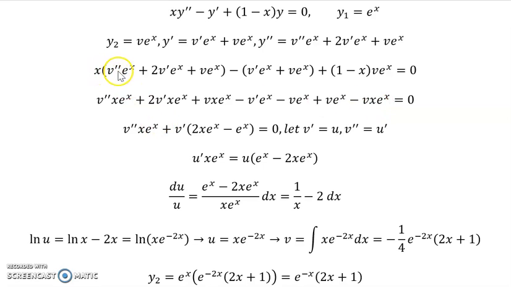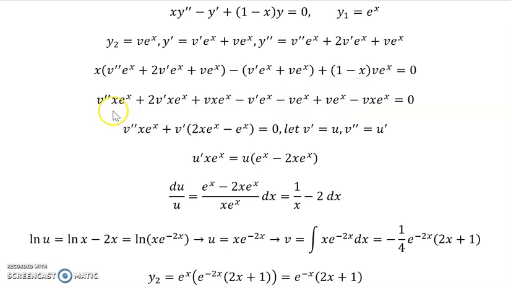So I've distributed everything here in x. So x here, and x here, and x here. And then I've distributed my negative sign. And then I've distributed my 1 and my negative x. Now, as I said, all the v's have to cancel out. So vx e to the x, positive vx e to the x, those cancel. Negative v e to the x, positive v e to the x, those cancel.